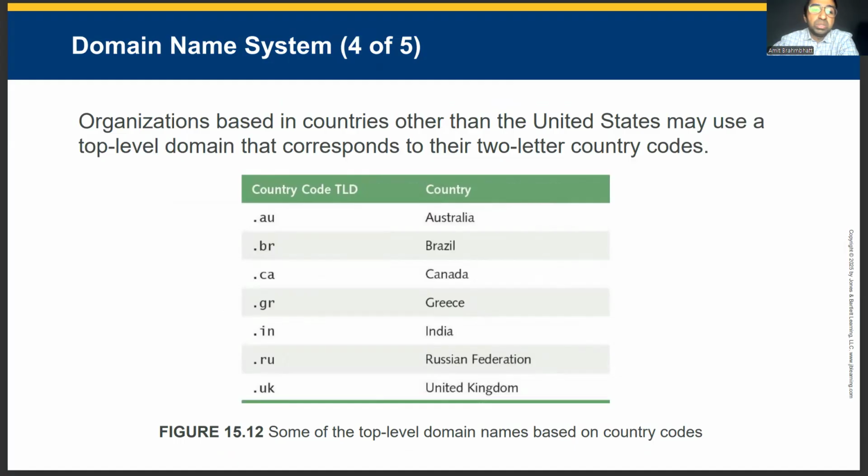Here the slide shows country code top-level domains such as .uk, .jp, or .ca. Countries use these two-letter codes to identify national domains. Many organizations outside the US register domain names using these TLDs.